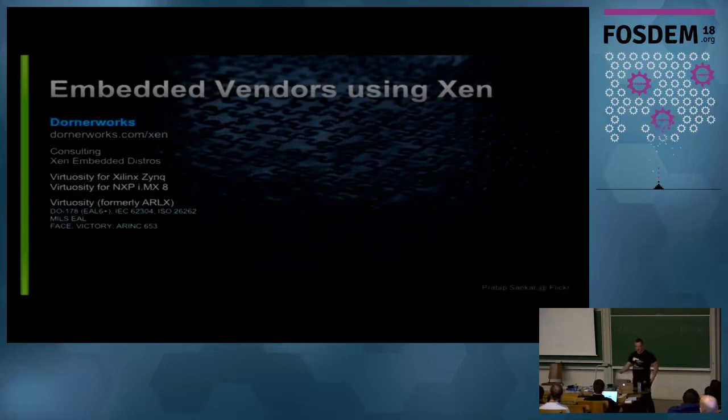So let's look at some examples of vendors who are using Xen in embedded as well as in automotive, and a quick demo, and then close. One of the vendors we have is Dornerworks. They started out as a small consulting company in the US. They're now maintaining 3 Xen distros. They used to have different names, but they've rebranded them together. There's Virtuosity for NXP and for Xilinx. Their core Virtuosity product is safety certified to various different standards. It's quite a long list down there.